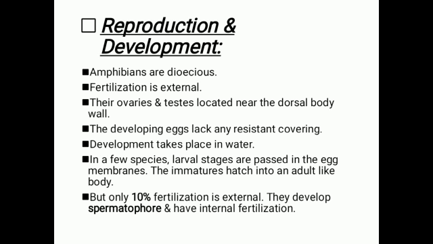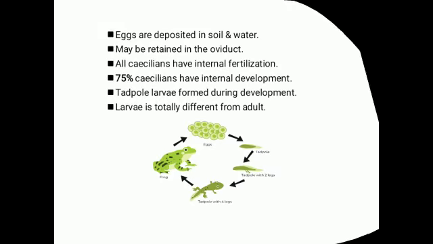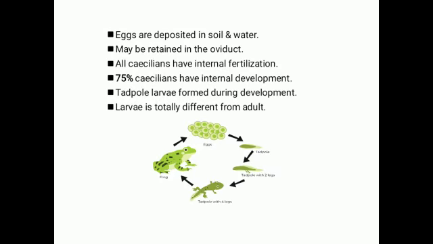But only 10% of fertilization is external. Some develop a spermatophore and have internal fertilization. But in caecilians, almost all fertilization is internal. 75% of caecilians have internal development.